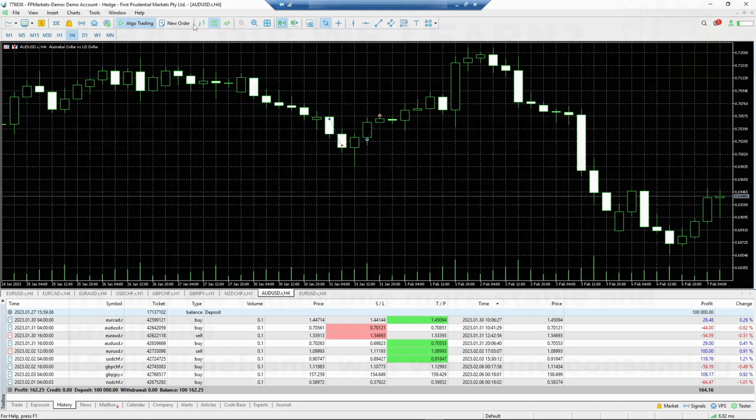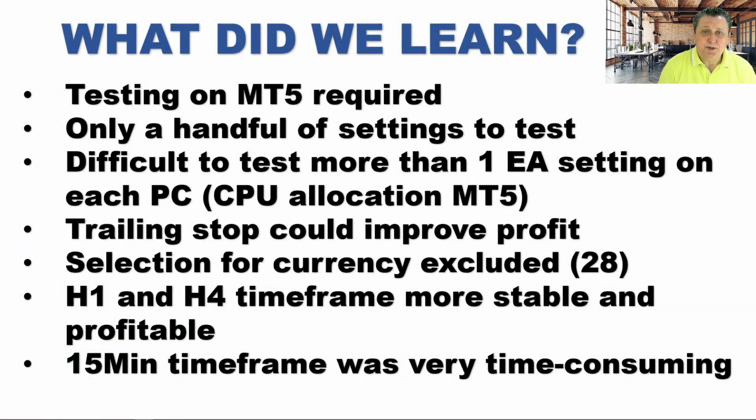So in the future, let's have a closer look and see exactly what we learned from this particular beta test here. So first of all, testing on MT5 was required, basically because we are working on 28 different currency pairs. We are testing only one pair, so the Euro USD to start off with. But from there on, there is an option within the MT5 platform here to go and test your settings on all the other ones at the same time. MT4 does not have that particular option, and that is one of the things that we had to adapt to make sure that that would work.